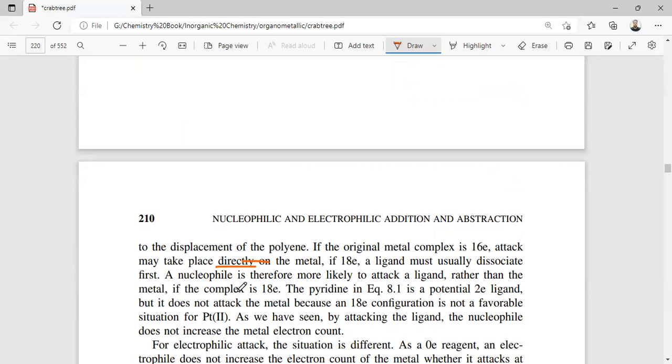So if the complex is 18 electron, that means the metal complex is already electronically saturated. In that case, normally nucleophilic attack on the ligand is favorable compared to nucleophilic attack on the metal center. But for a 16 electron complex, nucleophilic attack on the metal center may be possible.